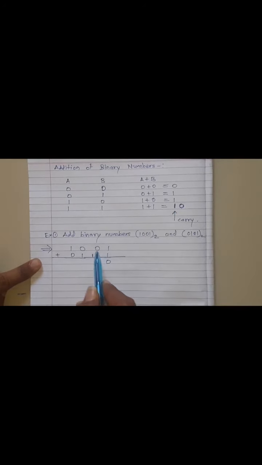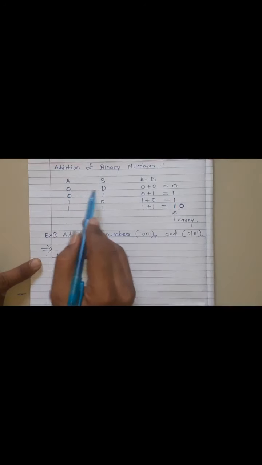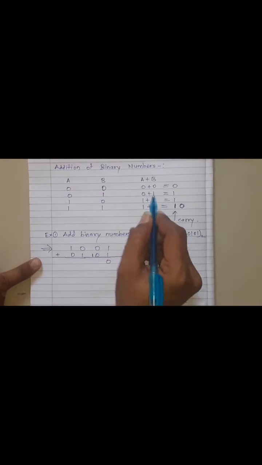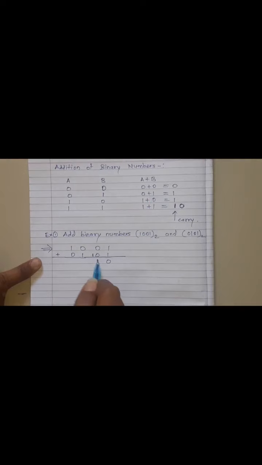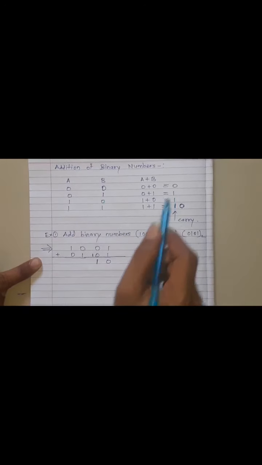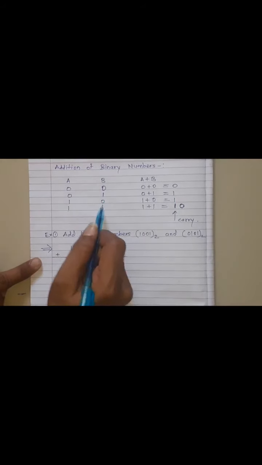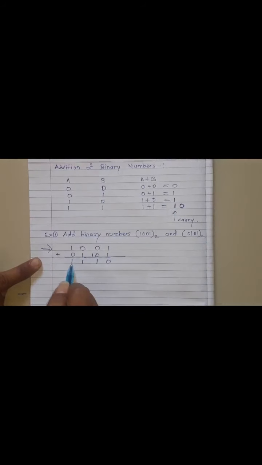Now we will do the addition of these numbers. 0 plus 0 is 0. 0 plus 0, 0. And 0 plus this carry number, 0 plus 1, is 1. The addition is 1 here. 0 plus 1, 1. 1 plus 0, 1. In this way, the addition takes place in the binary number system.